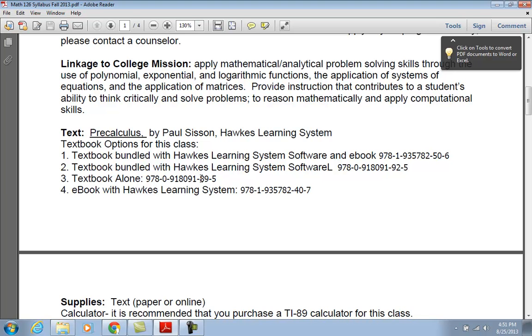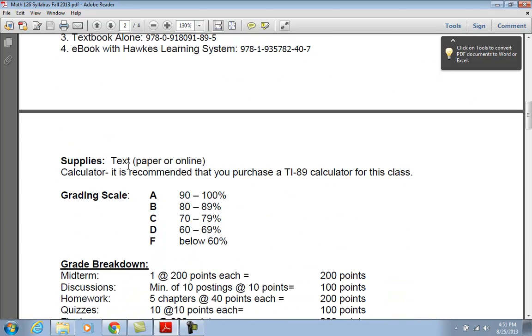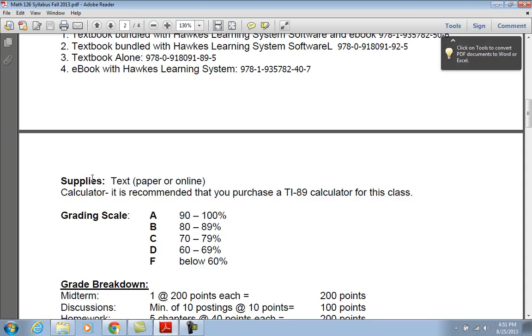Textbook alone, if you just want to do paper homework and paper exams, you can get the textbook alone. And if you want to do the ebook with the Hawkes Learning System, that's from their website. You can also go to the hawkslearning.com site, and from there, if you just want to go online, you can purchase everything over the web, and you don't have to wait for stuff to come in the mail. If you have more questions about that, please let me know.